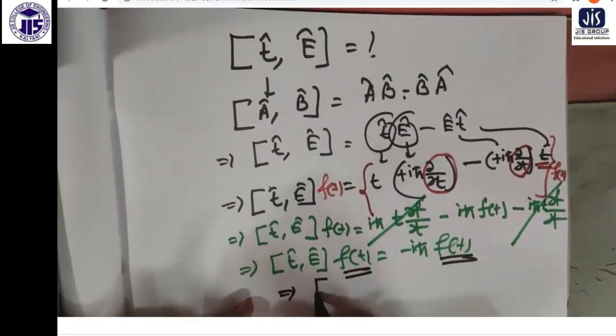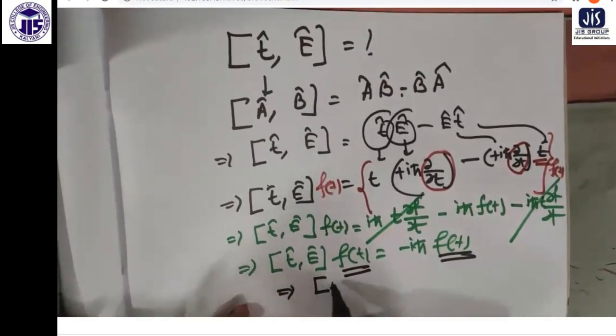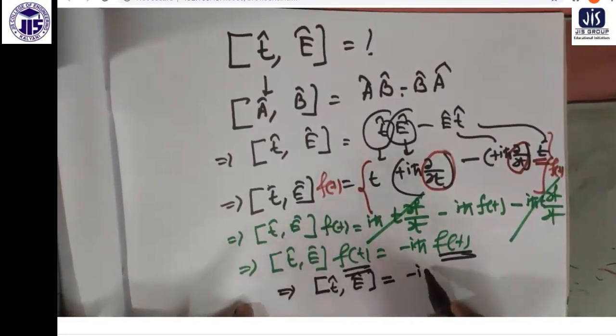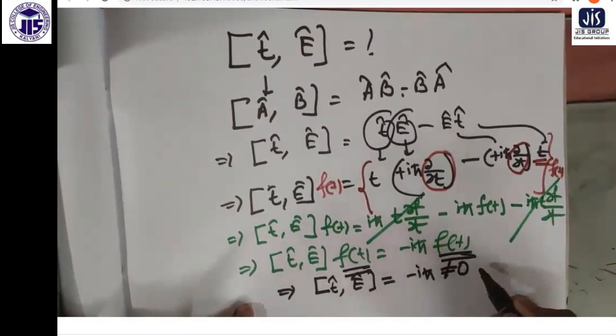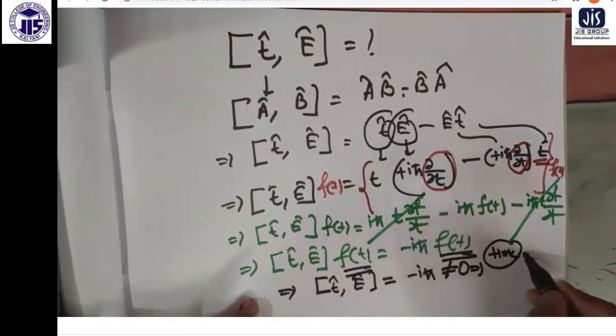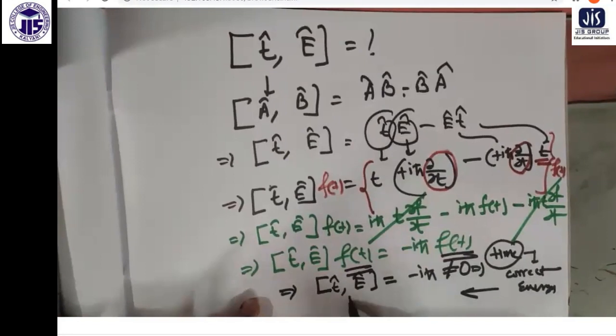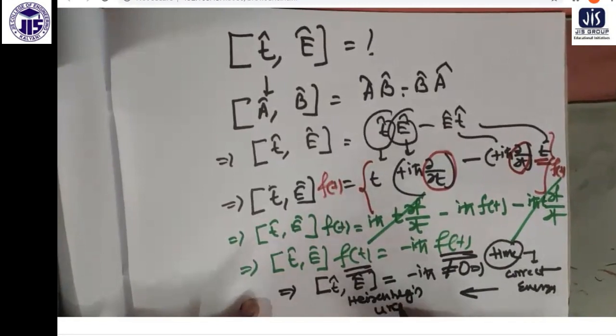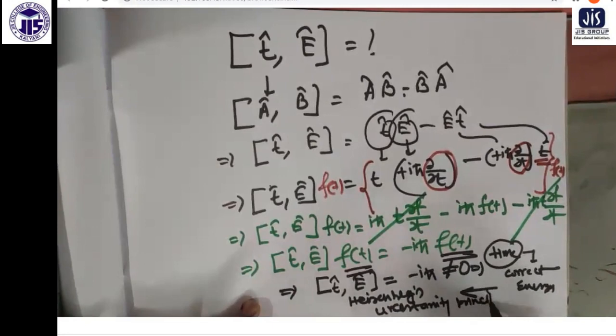So this gives me the commutator bracket of time and energy. T cap is connected with time, E cap is connected with energy, and they don't commute. So that means in an experiment, at a given time, you cannot calculate the correct energy of an object. And you know, this is nothing but the Heisenberg's uncertainty principle in energy and time.